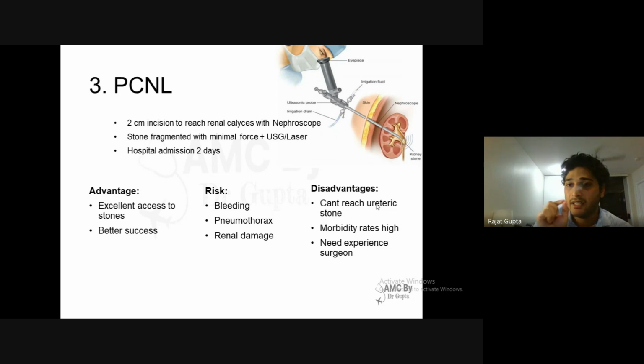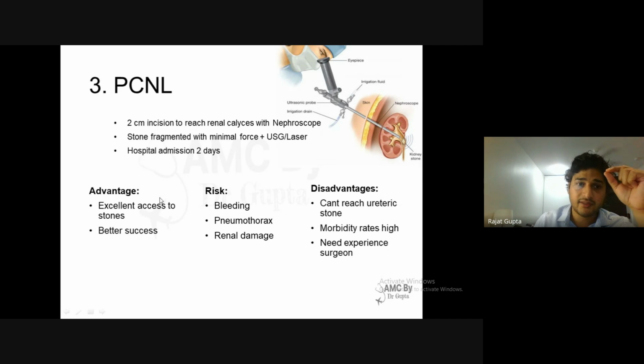It is an invasive procedure. The surgeon makes a 2 centimeter incision to reach the renal calyx from upward with the nephroscope. He looks at the stone and breaks it there with minimal force under USG guidance, or with laser. So we break the stone after looking at it. But as we are making an incision and doing an invasive procedure, the patient will be admitted for at least 2 days unless there is some complication.